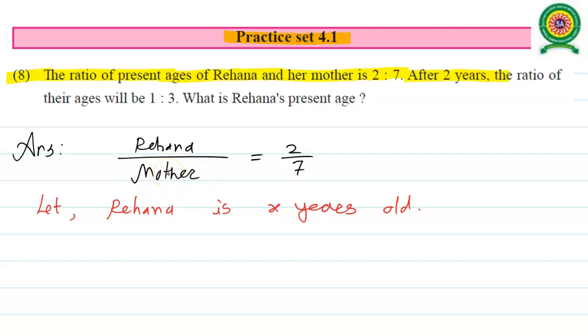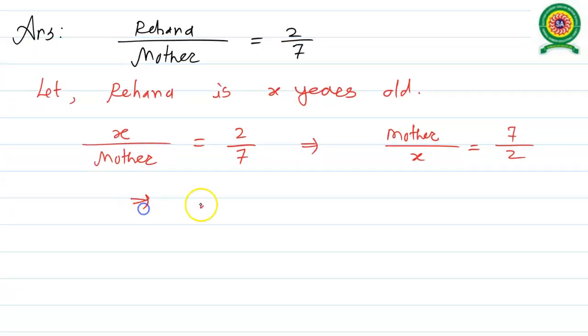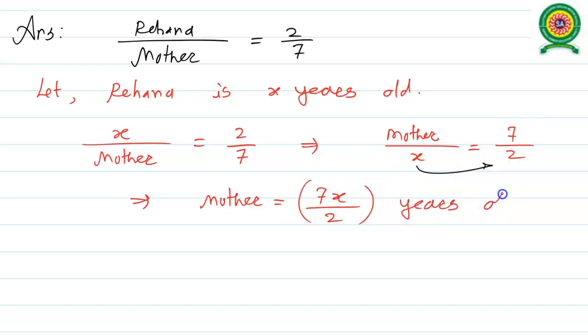So what is the age of her mother? That means the present age of her mother. Rehana is x years old and her mother, I am writing for mother as it is, the ratio is equal to 2 by 7. Now let us take the reciprocal on both sides, so that we get mother to Rehana is equal to 7 divided by 2. So the present age of her mother is equal to, once we shift the x from LHS to RHS, it becomes a multiplier to 7. So we have 7x divided by 2 years old.